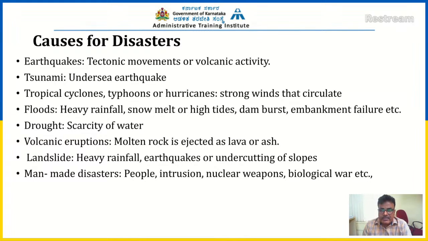So, man-made disasters. You all know man-made disasters. They are all anthropogenic disasters, human-induced disasters. Attacks from other countries, intrusions we call that, nuclear weapons, biological wars, etc. All of these are man-made disasters.